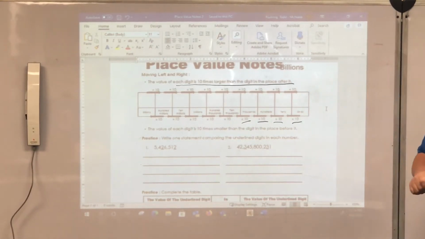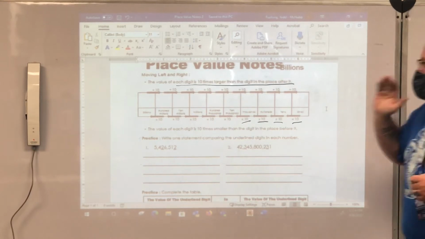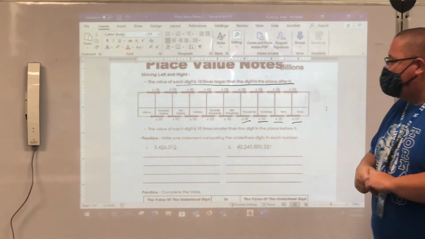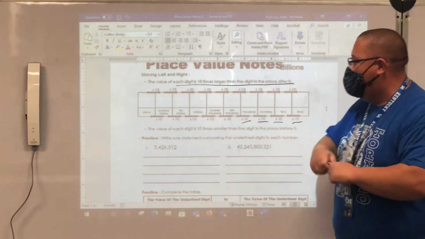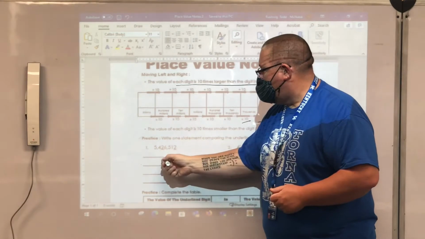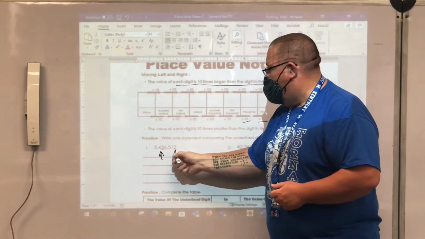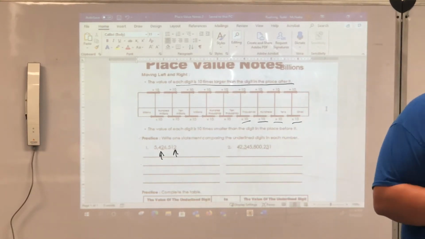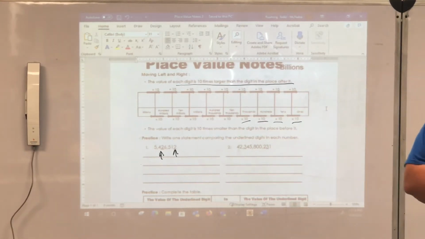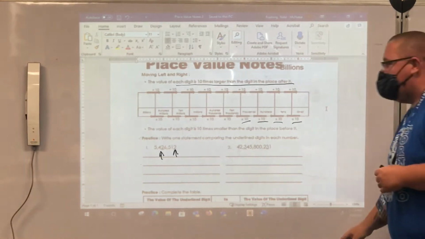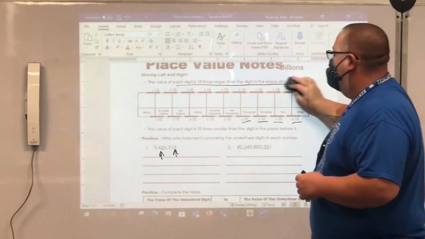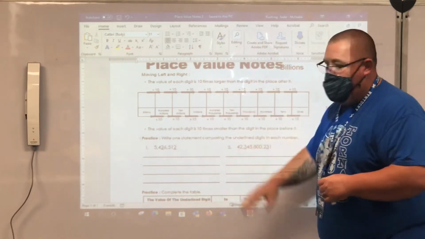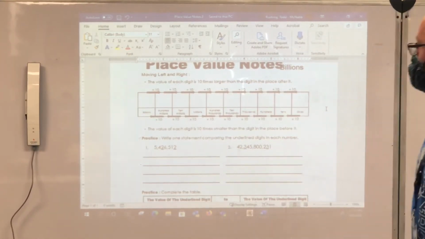So what we're going to do is look at these two pieces here, okay? What is key to understand is that you have two numbers that are underlined in our example, because it tells us that we're going to write one statement comparing the underlined digits, okay? And I'm going to move this up so we can all see it.